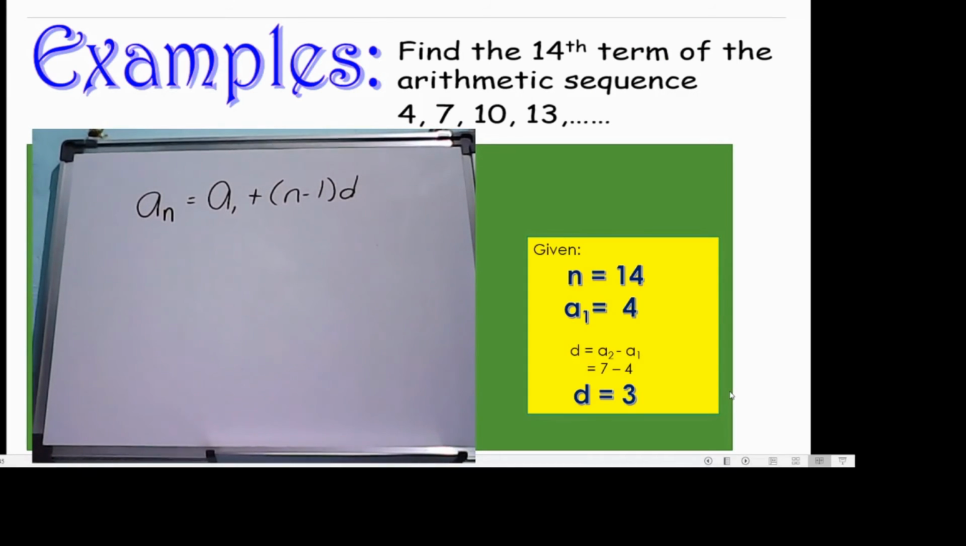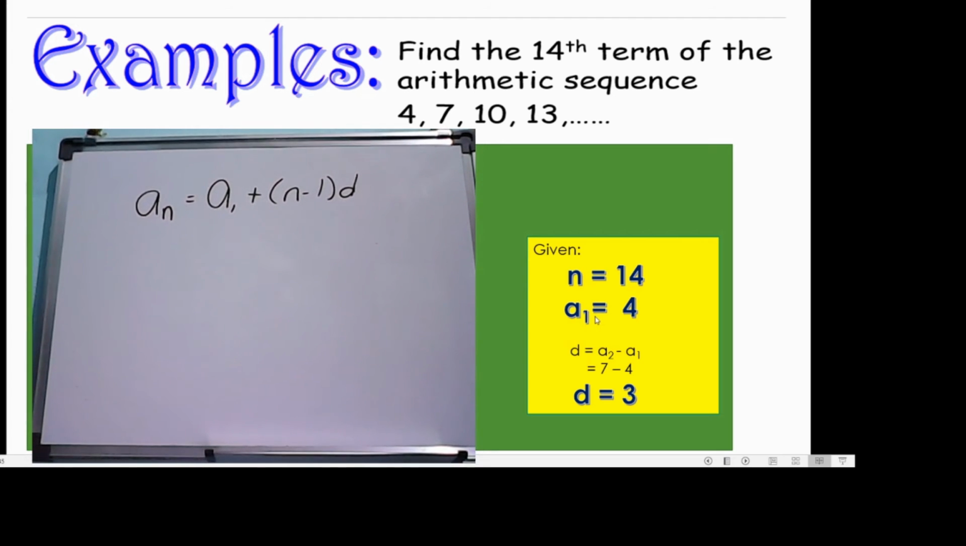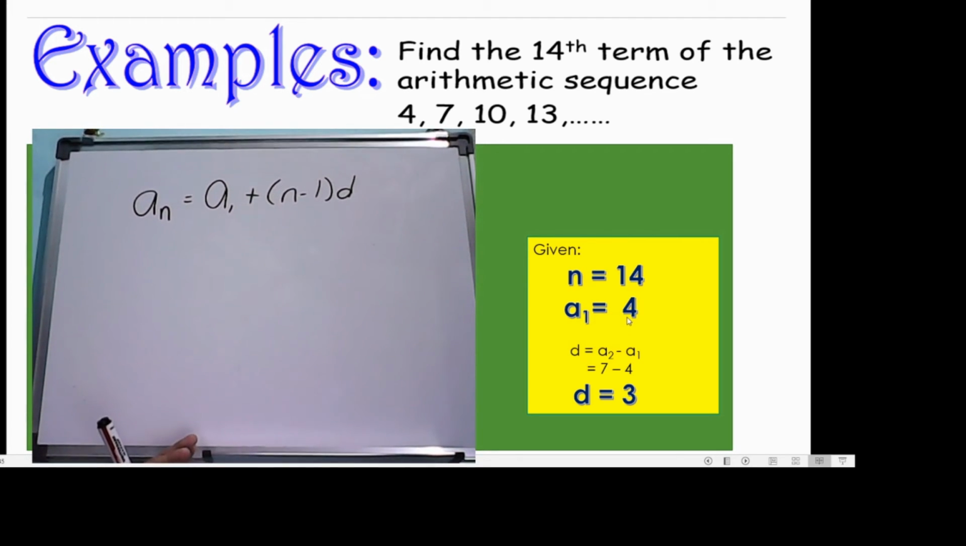We have the next example. Find the 14th term of the arithmetic sequence 4, 7, 10, 13, and so on. For the given, n is equal to 14. That is your number of terms. A sub 1, or the first term, is equal to 4. Your common difference is equal to A sub 2 minus A sub 1, which is 7 minus 4. Therefore, your common difference is equal to 3.